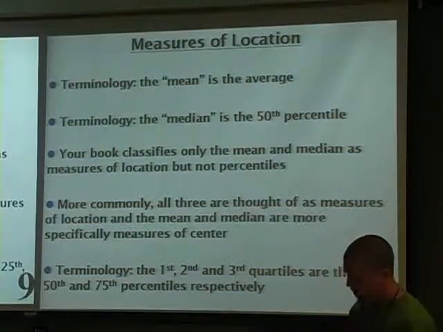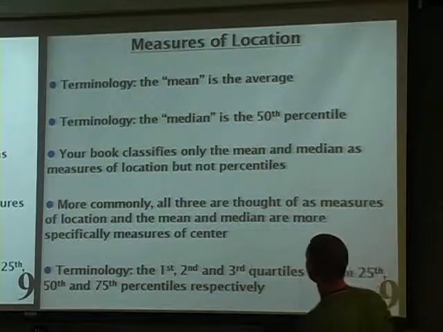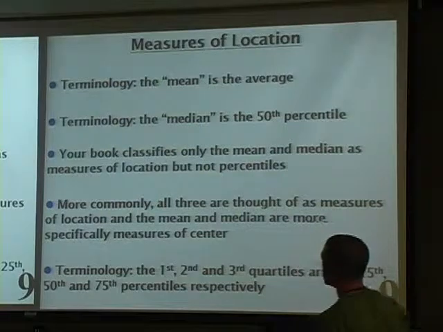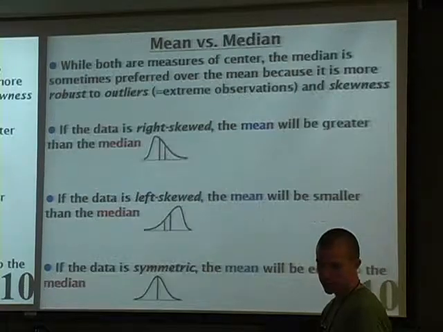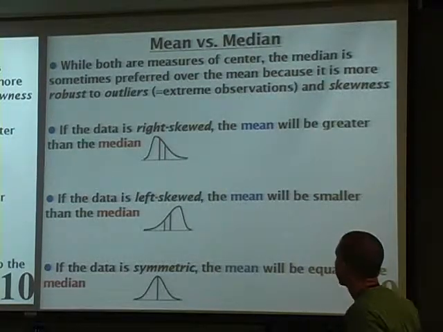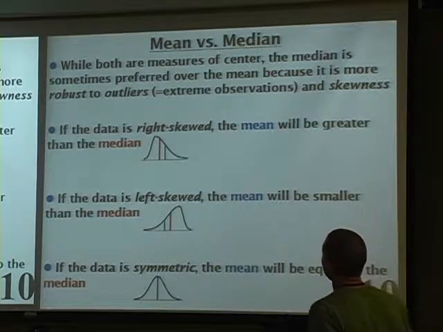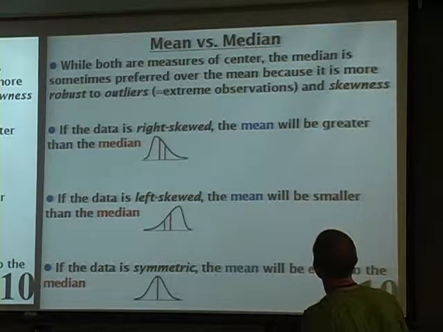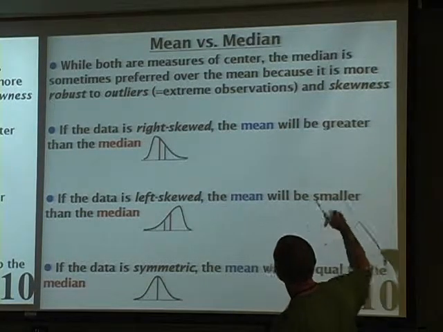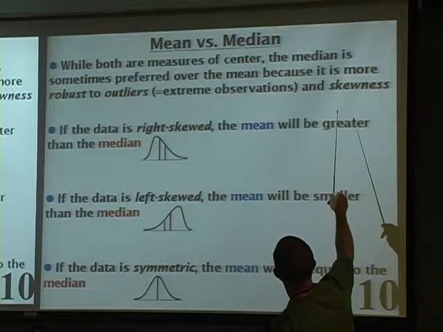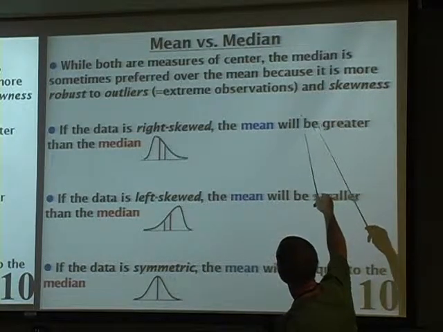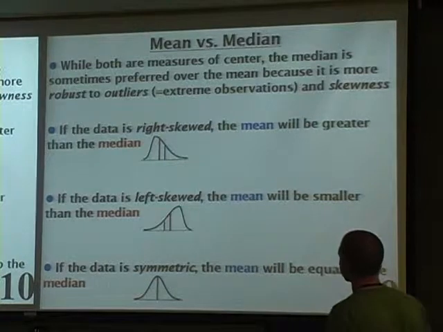The one thing I will tell you about, though, is that if both the mean and median are used to measure center, which is better, when should I prefer one over the other? Well, the thing to appreciate is that they both measure center, but sometimes the median is preferred over the mean because it's more robust to outliers or extreme observations and skewness.